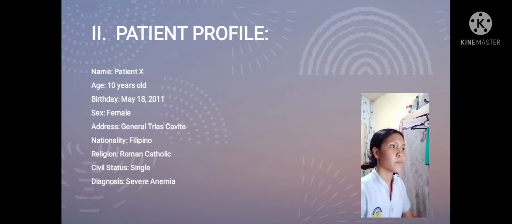Second is the patient profile. Name is patient X, age is 10 years old, birthday is May 18, 2011, and gender is female. Address is General Trias, Cavite, nationality is Filipino, religion is Roman Catholic, civil status is single, and diagnosis is severe anemia.